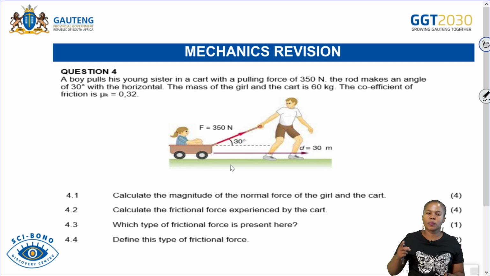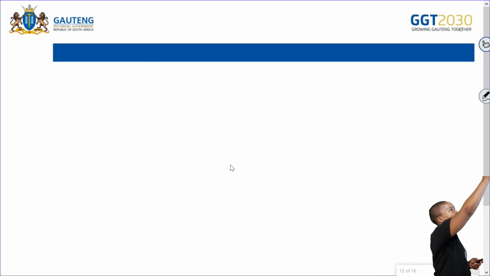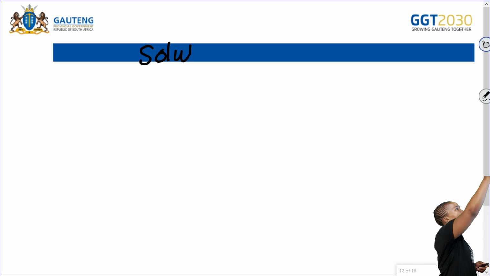Now we're putting into practice how to calculate the normal force, just like the previous question that we discussed, question 3.4. We want to find the magnitude of the normal force of the girl and the cart. Let's find a blank page so that we are able to do solutions for question 4.